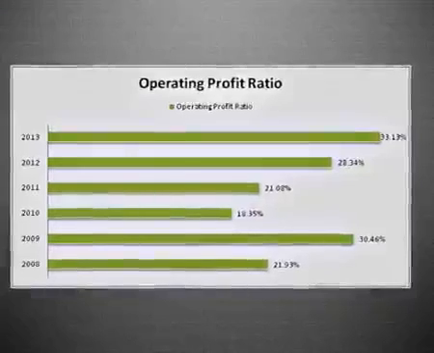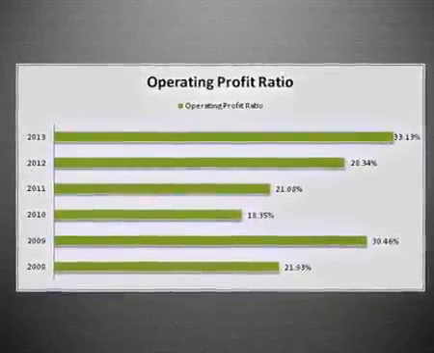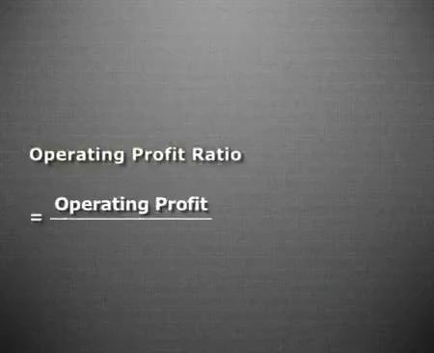Operating profit ratio. This ratio measures the relationship between operating profits and net sales. This ratio is computed to determine the operating efficiency of the management. It can be calculated in the following way. Operating profit ratio is equal to operating profit divided by net sales into 100. Higher the ratio, the more efficient is the operating management.